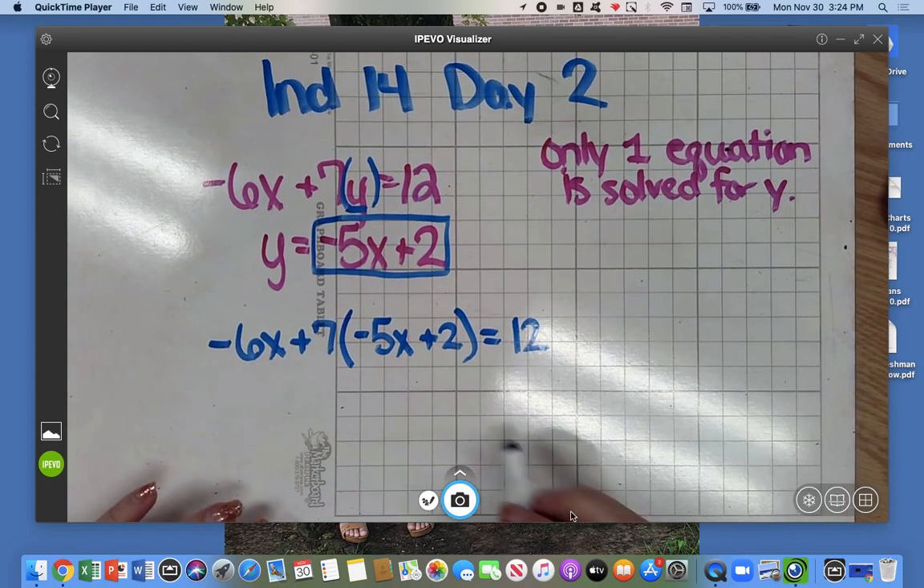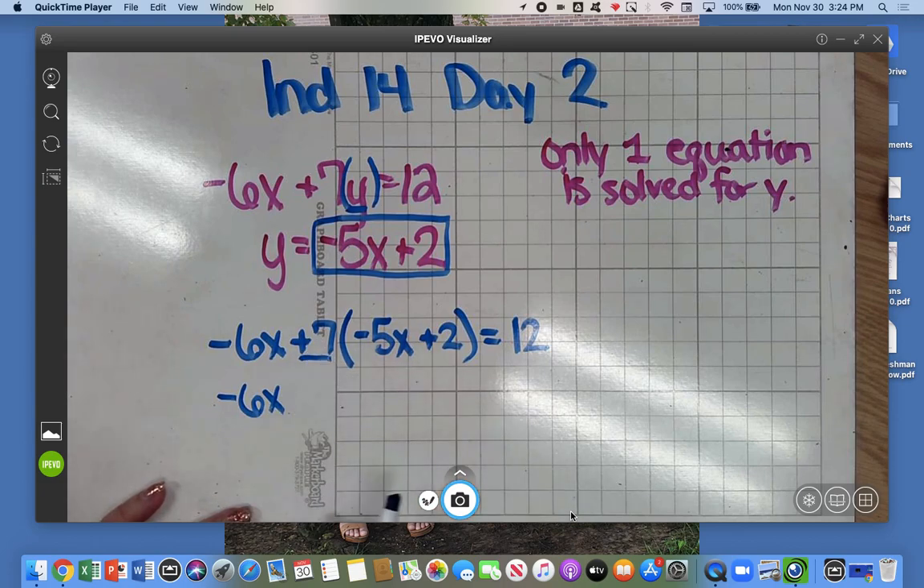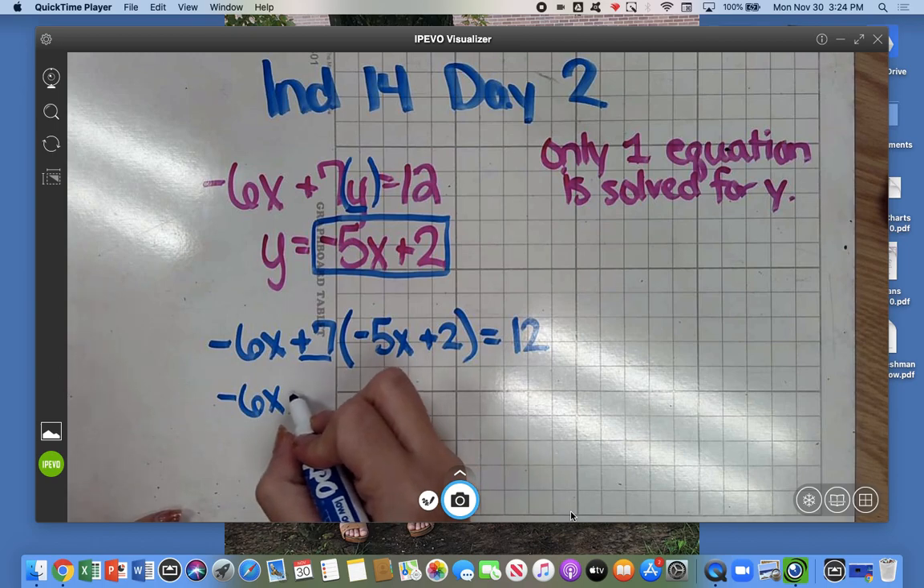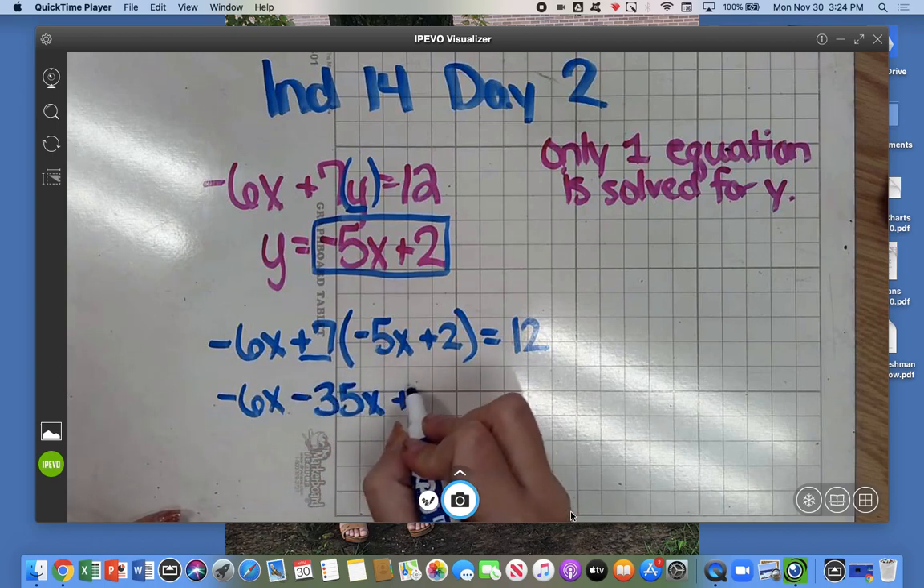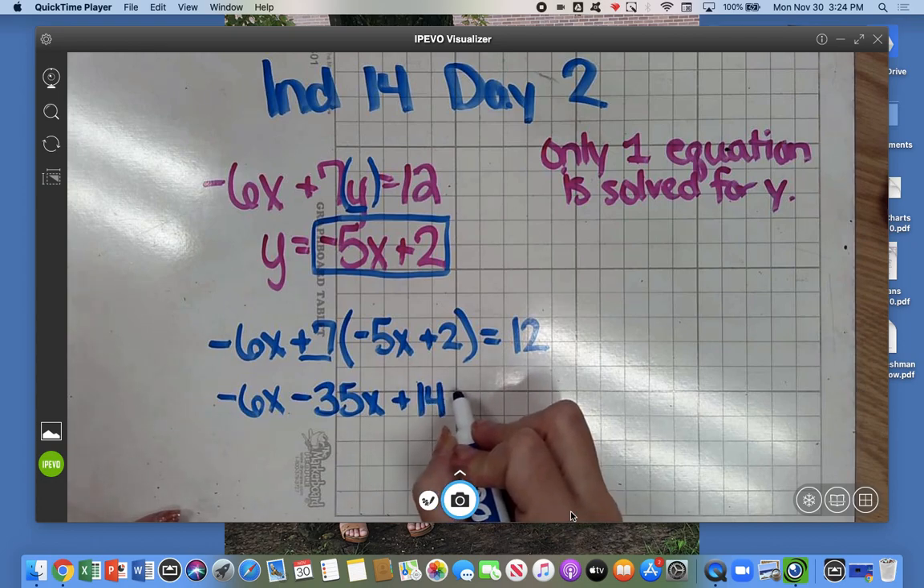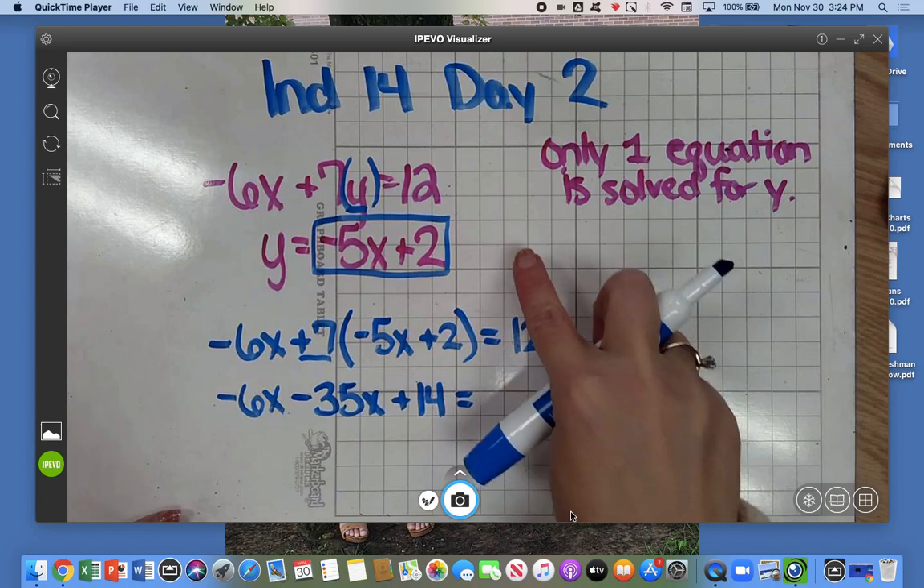And we can solve it. So we're going to distribute this 7. Now this is a positive 7 because it said plus. If that had been a minus, make sure you distribute those signs. So we would get negative 35x plus 14 equals... I made a mistake.